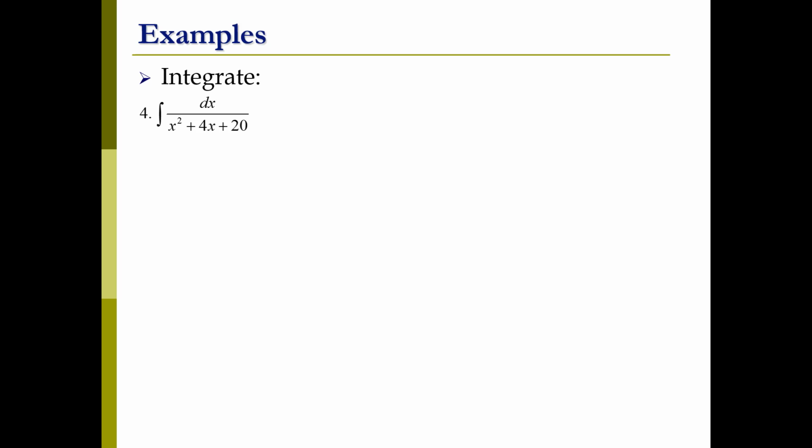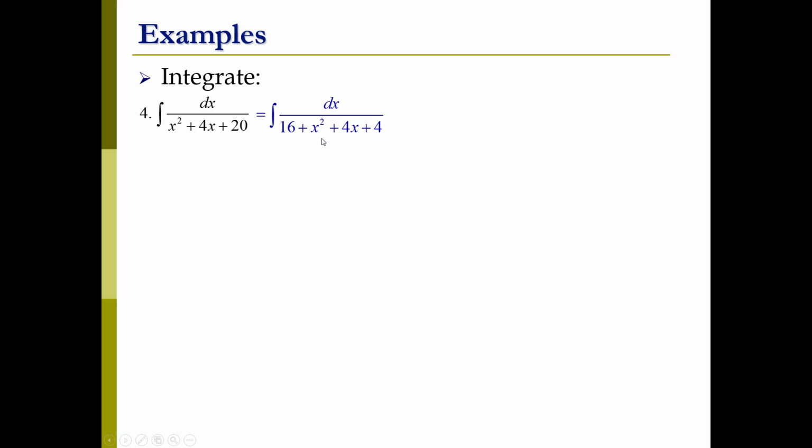Let's try another one. In this case, this poses some problems because it doesn't really match any of our rules, but we can make it match. And what we're going to use is our good old friend completing the square. If we complete the square here, you should know that 20 can be rewritten as 16 plus 4. The reason we want to get 4 is because our middle term 4x, right here, we know half of that squared is going to be 4. So if we want to complete this square, we need a 4. So we're going to go ahead and subtract 4 from this, which will leave us with 16.